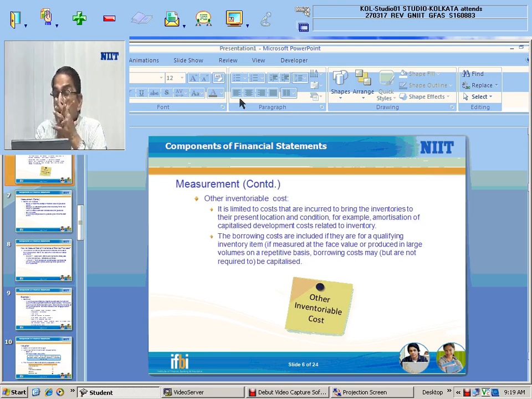Other costs are basically costs that are incurred in bringing the inventories to their present location and condition, like amortization of capitalized development costs related to inventory. The borrowing costs are included. If the entity has borrowed money, then the cost of borrowing money for purchase of inventory or for conversion costs can be included if it is for a qualifying inventory item. So it must be for a qualifying inventory item, for the borrowing cost to be included.